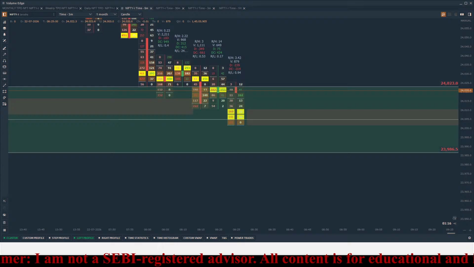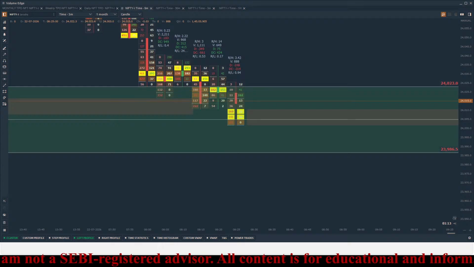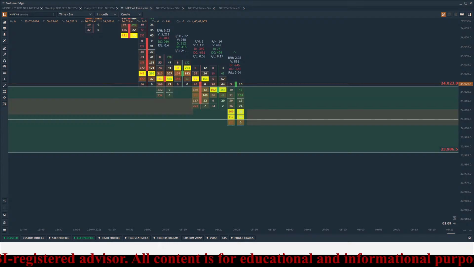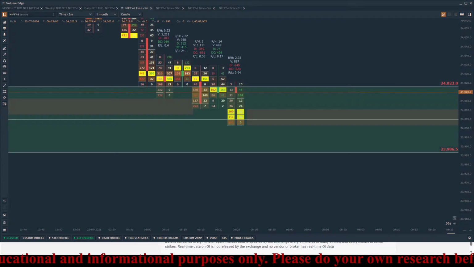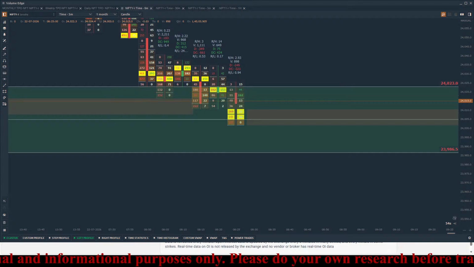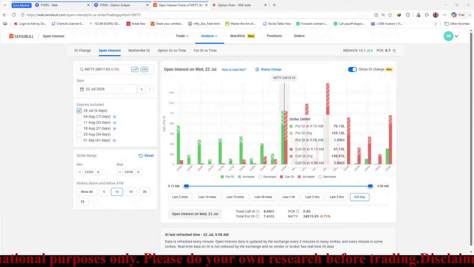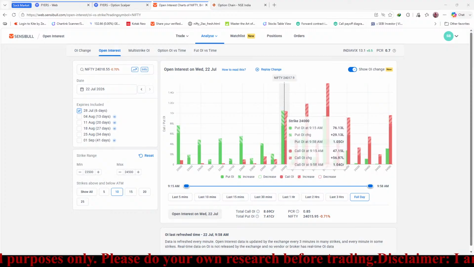And put became a little weaker at 24,000. Earlier it was 1.06 crore, now it has come to 1.05 crores, and this is the overall market. It's not intraday, it's the overall market. So as we discussed earlier, it's giving a good fight. You can see this location. It's almost equal. The call people are accumulating positions very fast.